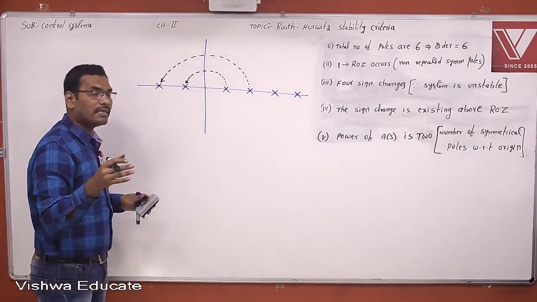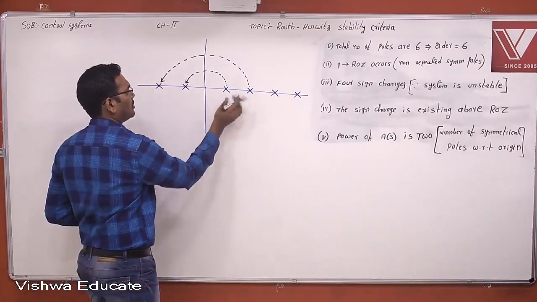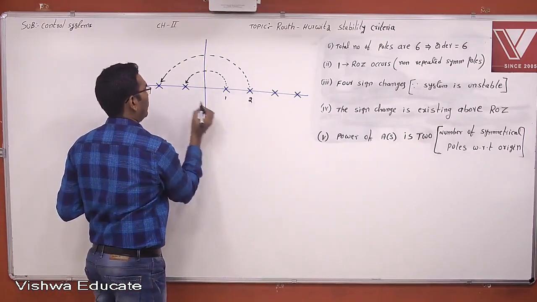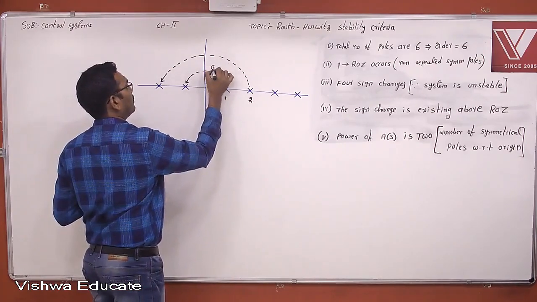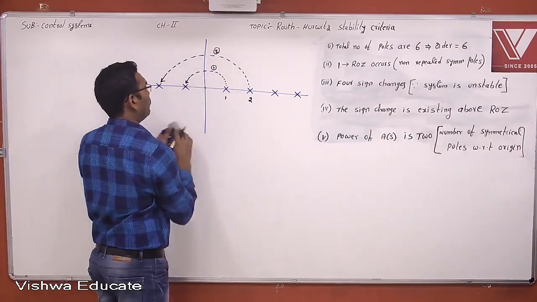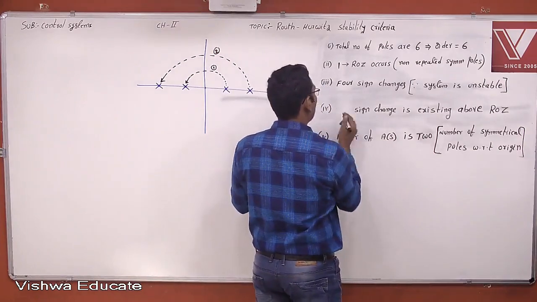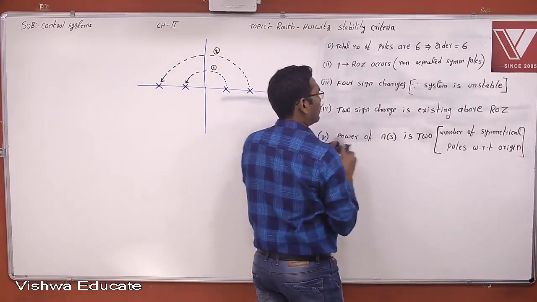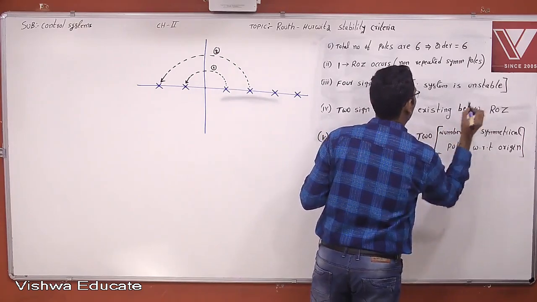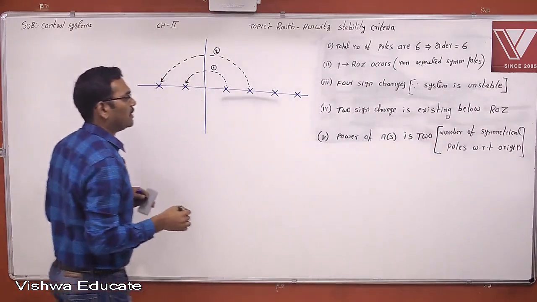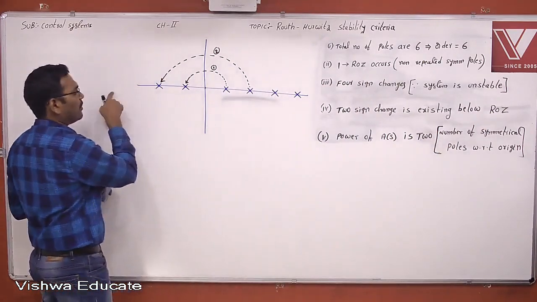But how many sign changes in total? Out of 4 sign changes, 2 sign changes, because this is 2 poles. 1, 2. Let us take these 2 symmetrical poles, 1 and 2. Therefore, these 2 sign changes exist below ROZ. And again there are 2 sign changes, but there is no symmetry for those 2.